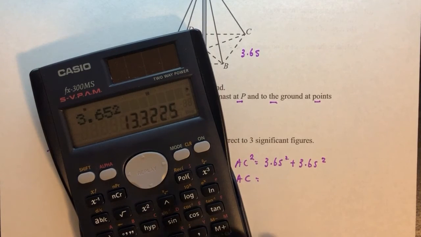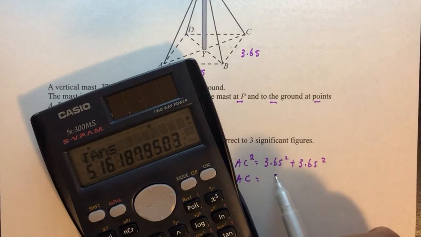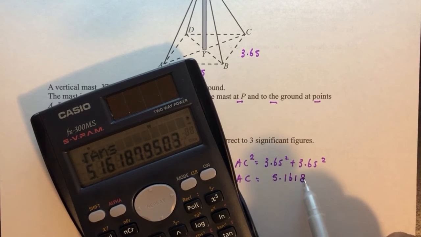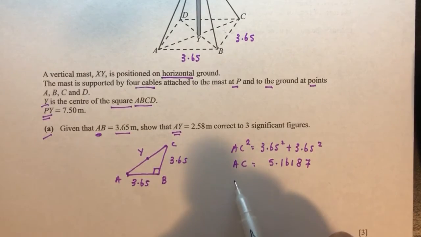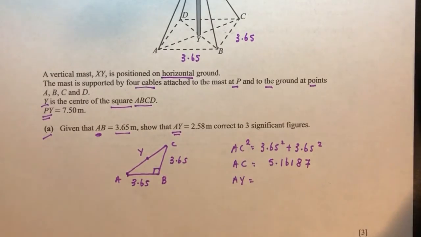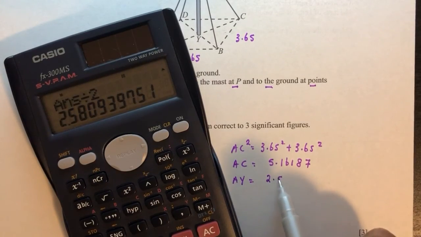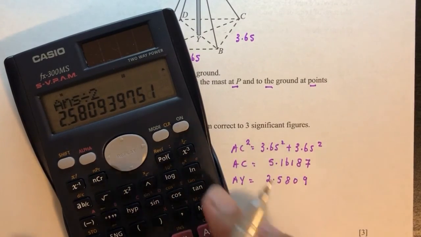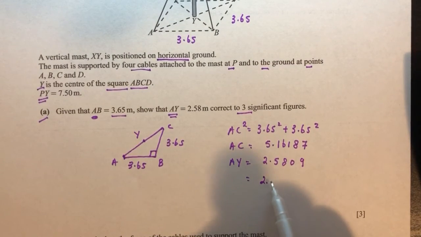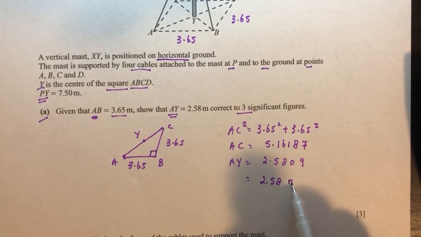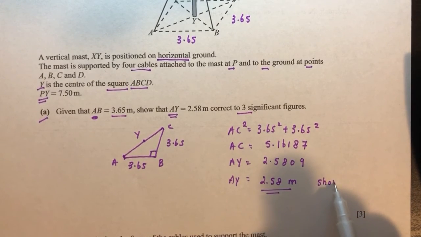3.65 squared times 2, that will be this much. Square root will be 5.16187 for AC. Now, AY is half of AC, so divide by 2. What do we have? It will be 2.5809. Now, your answer correct to 3 SF will be 2.58 meters for AY. So, let's say shown as required.